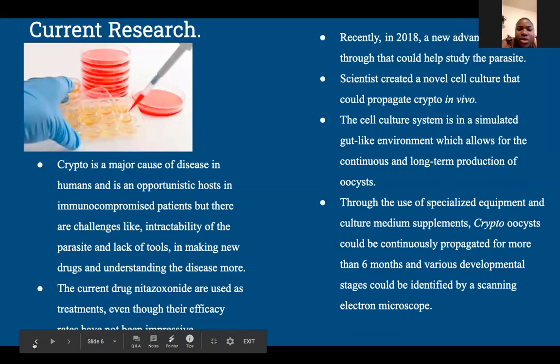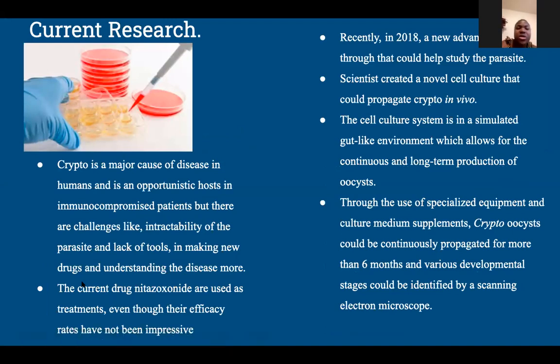Okay, so on to current research. Even though I said that crypto is a major cause of waterborne disease in the United States and United Kingdom, research has been limited because the pathogen is intractable and there's hardly any tool to develop drugs or learn more about the pathogen. As I said earlier, the current drug is not as effective as we want it to be, but still not a lot of research is done on it.